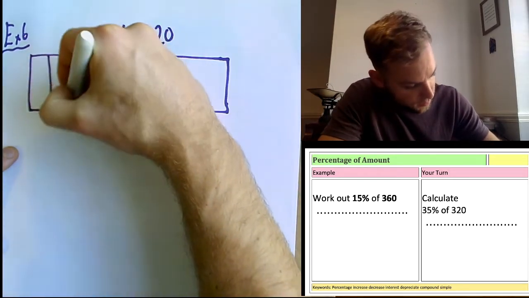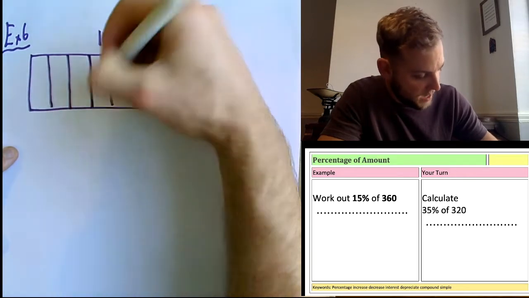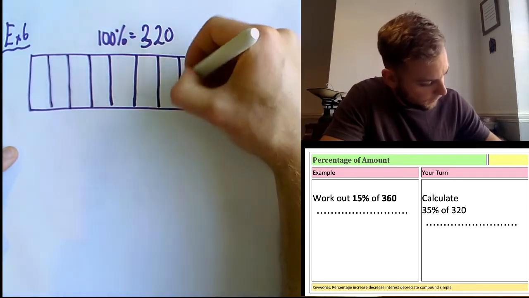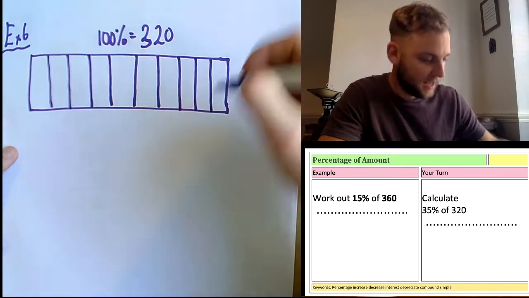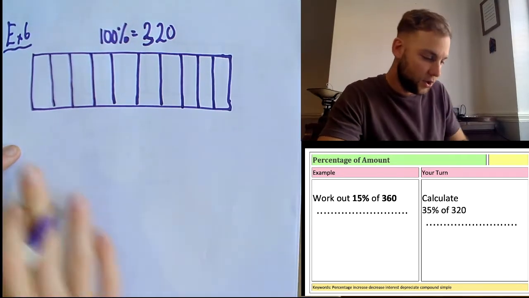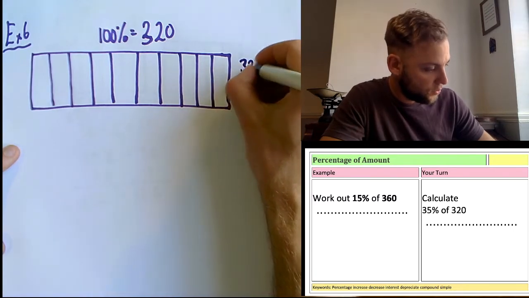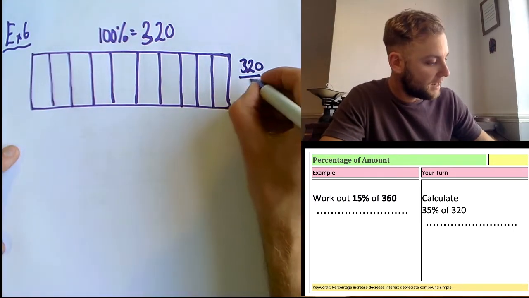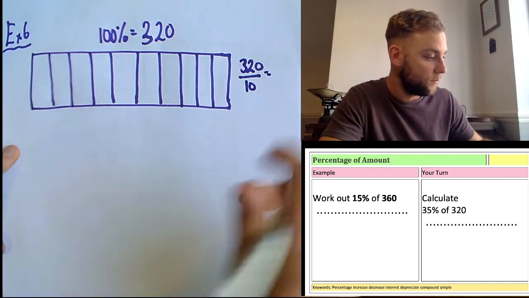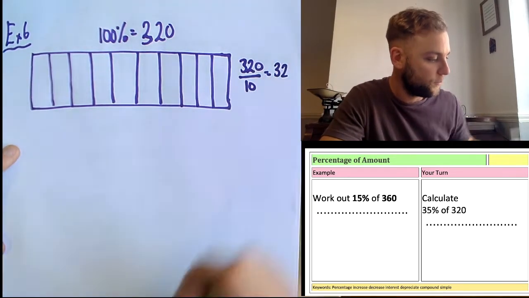So there's the first 5. There's the second 5. Super. So we know that each of these are worth 10%. So I do 320 divided by 10, because there's 10 of them, which is equal to 32.